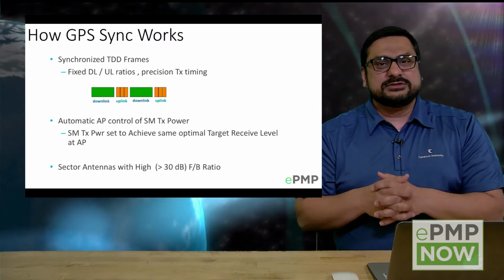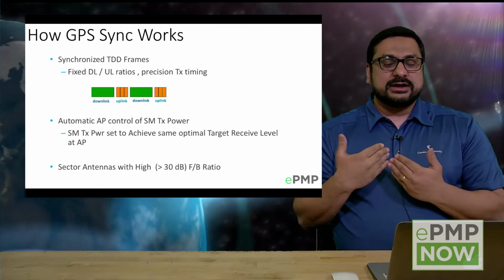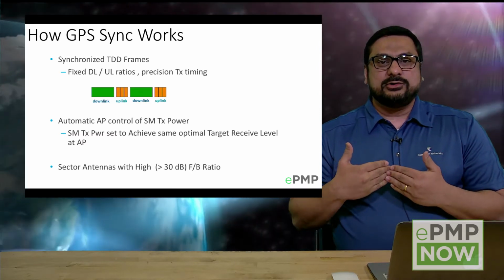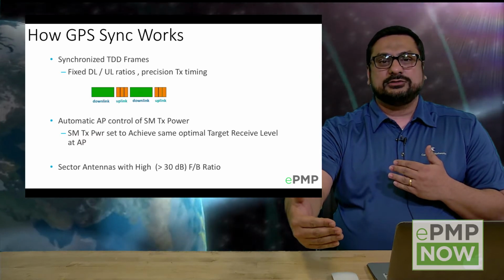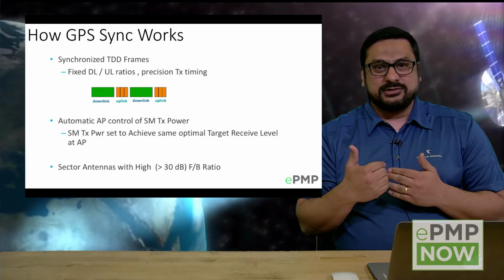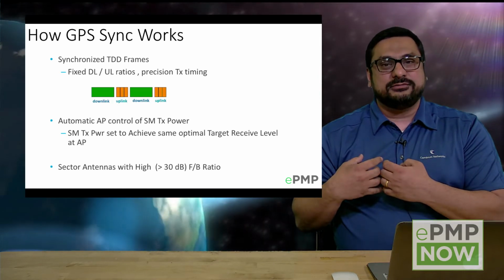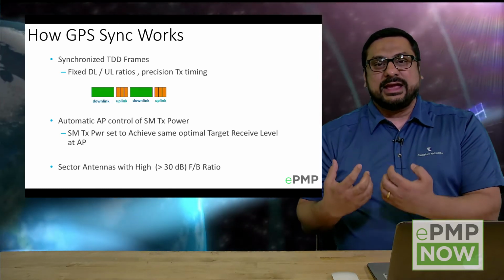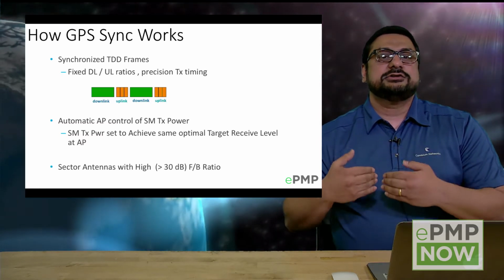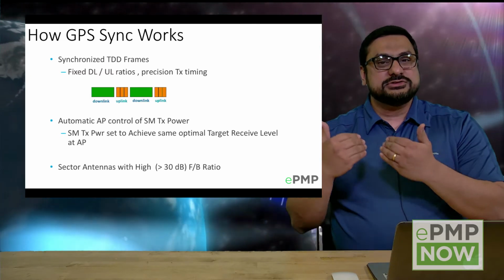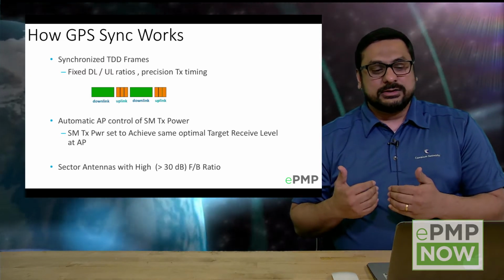The third important aspect is the sector antenna and the front to back ratio of the sector antenna. Sector antennas are required to amplify the signal that they're transmitting out in the front of it, and also amplify the signal that it's receiving in the front of it. But all sector antennas have some energy leaving the back of the antenna. It's important that that energy leaving the back of the antenna is way lower than the energy that's leaving the front of the antenna, or the energy received from the front of the antenna. And that's called front to back ratio.